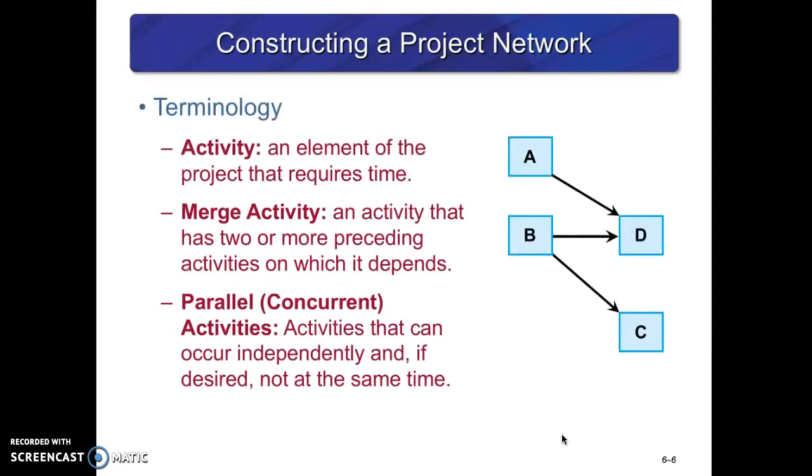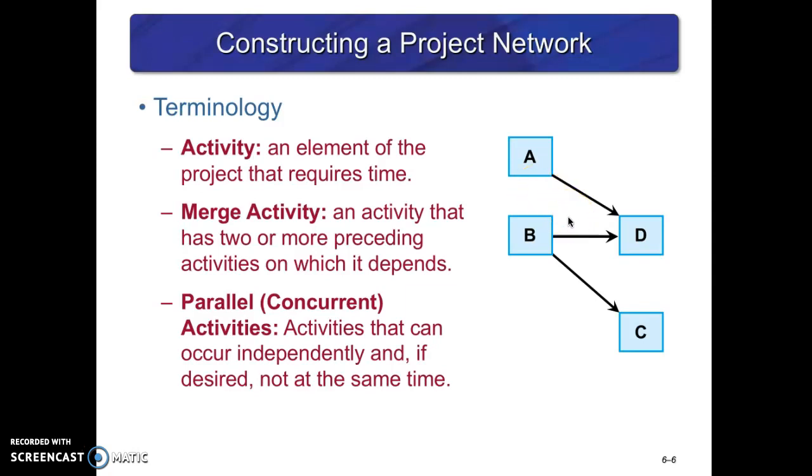So let's understand some basic terms when constructing project networks. Each box is called an activity. When two activities go to another activity, that's called a merge activity. And the activities before a merge activity are called preceding activities. In other words, a merge activity is an activity that has two or more preceding activities on which it depends.